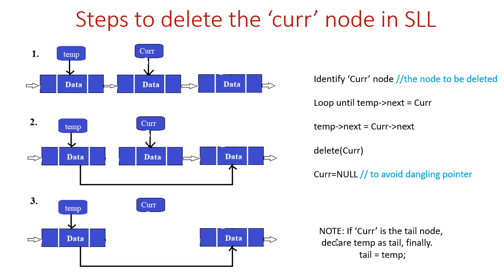I am not showing that here diagrammatically, but try to program this. Try to program all the different cases of deleting the head node, tail node, or a random middle node in both singly linked list and doubly linked list.